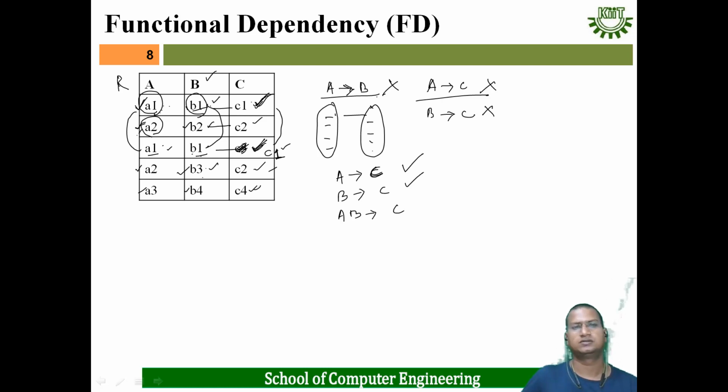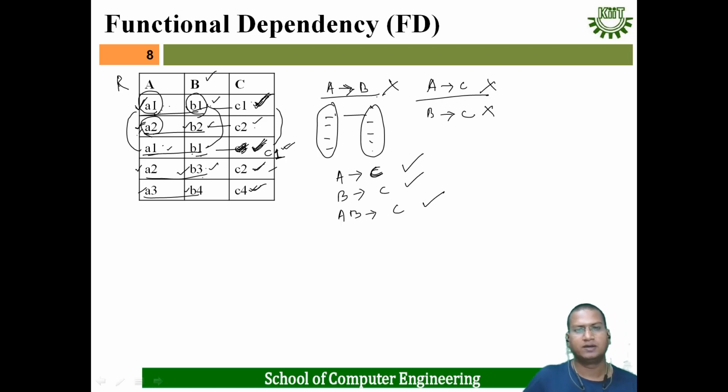AB determining C. For AB means A1, B1 determining C1. Is A1, B1 repeated here? Yes, A1, B1 repeats here, but it is determining C1. Okay, no problem. Then A2, B2 determining C2. Is A2, B2 repeated? No. Then A2, B3 determining C2. Okay, unique value. Then A3, B3 determining C4. That means AB determining C is a functional dependency in this case.